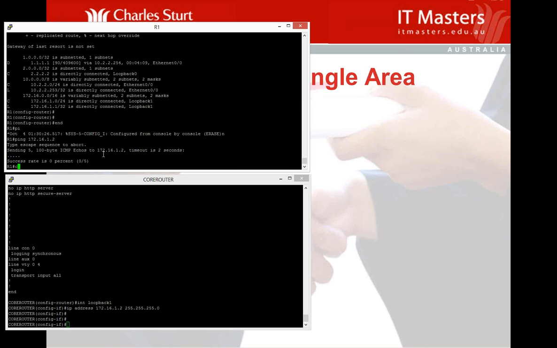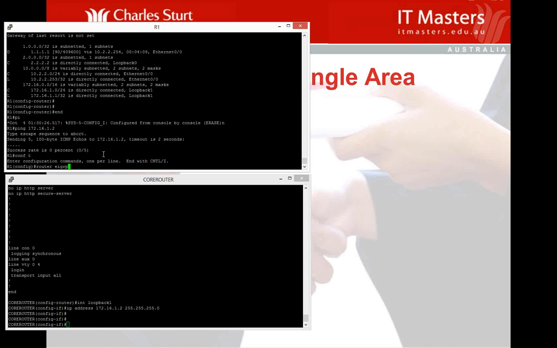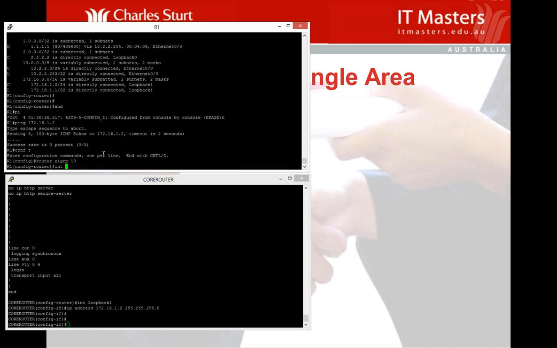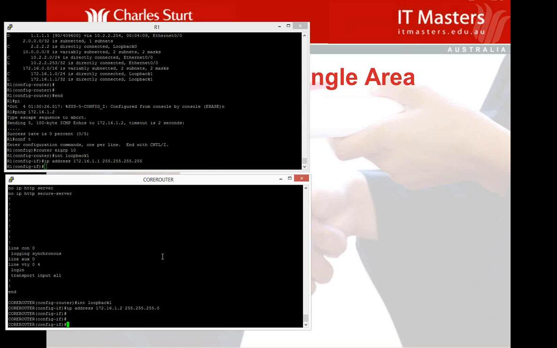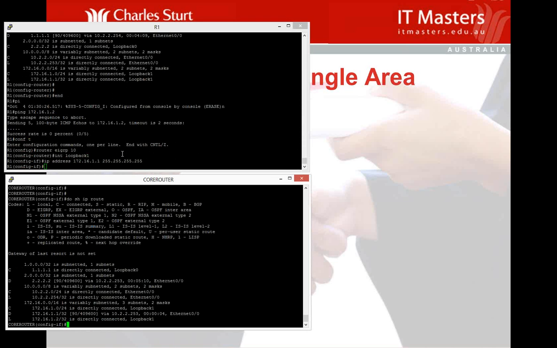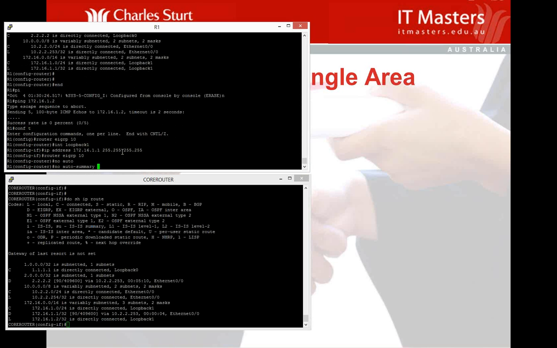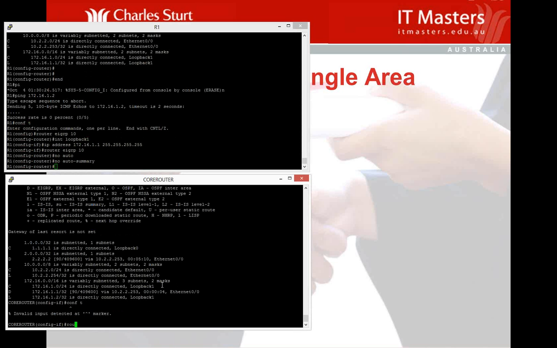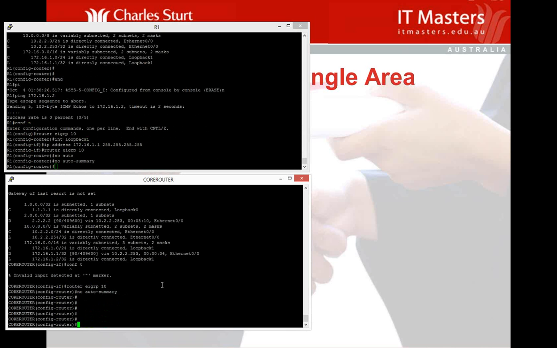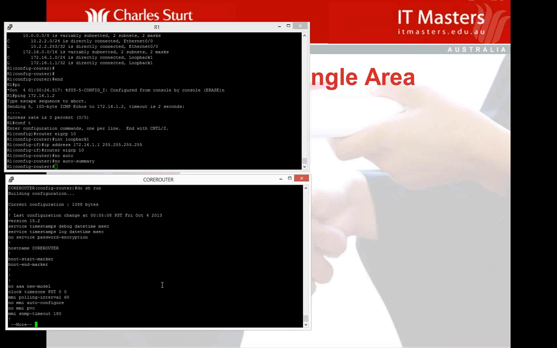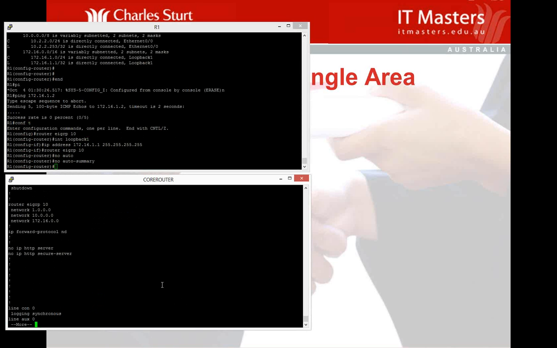But what I want to do is this. I want to be able to ping that other IP address. Just to keep it safe, router EIGRP 10, we're going to go no auto-summary. So if we have a look at the run, we'll see those networks are there.